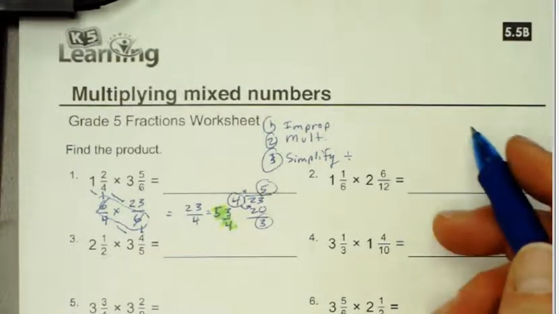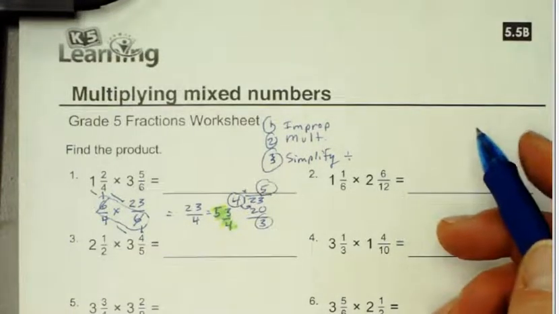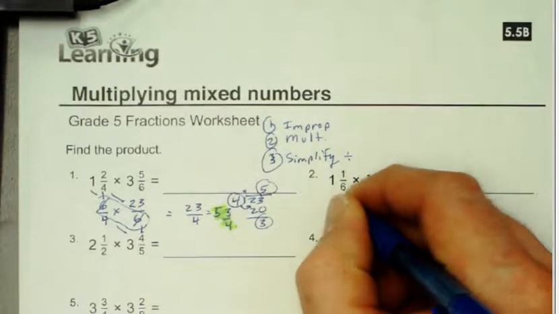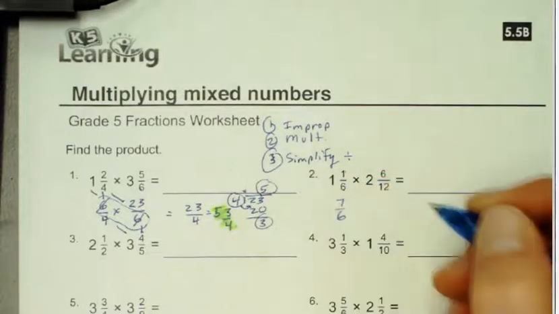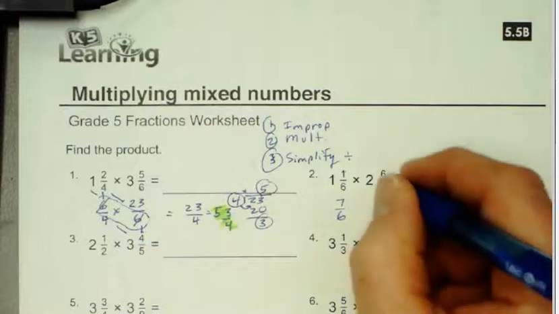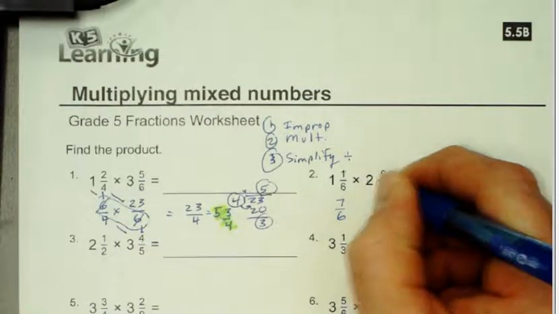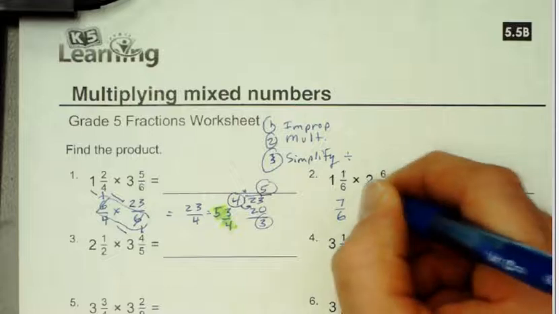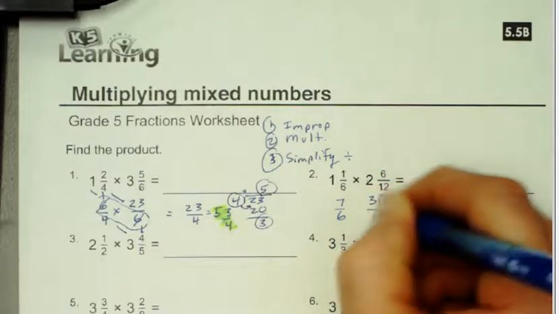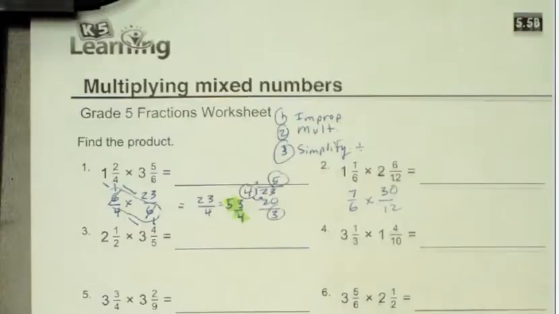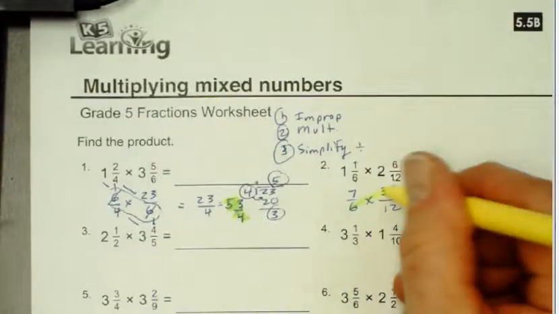Can you remember what the first step is? Make it into an improper fraction. So 1 times 6 is 6, plus 1 gives me 7/6. I've got to multiply that times 2 times 12, which is 24. 24 plus 6 is 30/12.